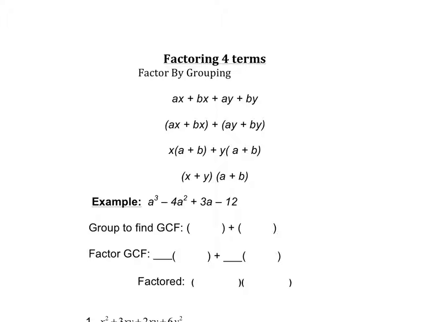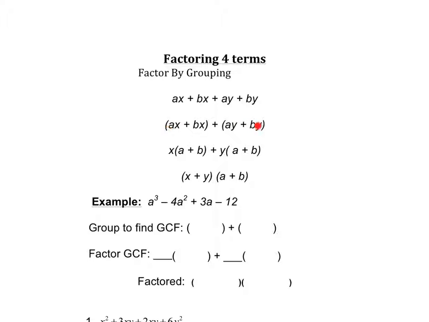Now, how can I find the GCF for these two? What's in common? The Y. So factor the Y out. If you take Y out of the AY, A will remain, and then you copy down the positive. Factor the Y out of the BY, and you will get a B.